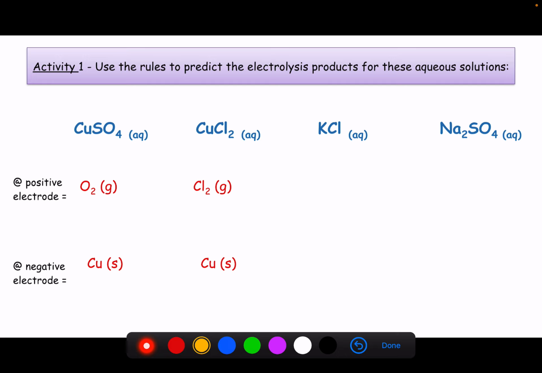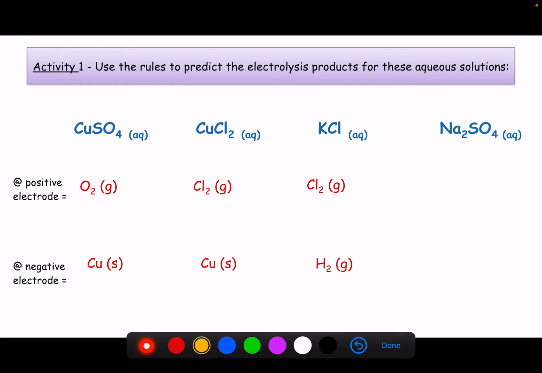Next, potassium chloride. Chloride is a halide ion. Therefore, chlorine will form. This time, though, at the negative electrode, my choices are between a potassium ion and a hydrogen ion. Well, potassium is more reactive than hydrogen. Hydrogen is the less reactive of the two, therefore hydrogen is what is formed.